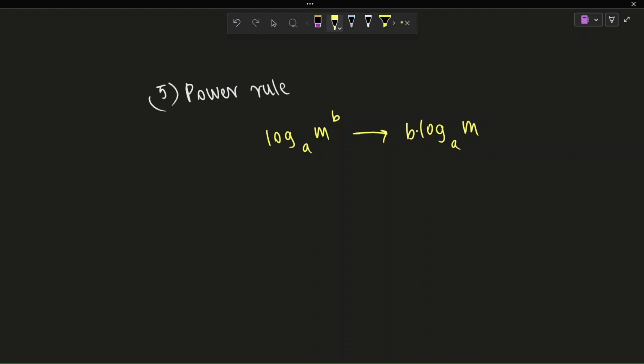So for example, say you have log m to the base a with m to the power b. Let's use numbers: log 5 to the base 3 with 5 to the power 6. Now you can write this as 6 times log 5 to the base 3. That's it. That's the power rule.